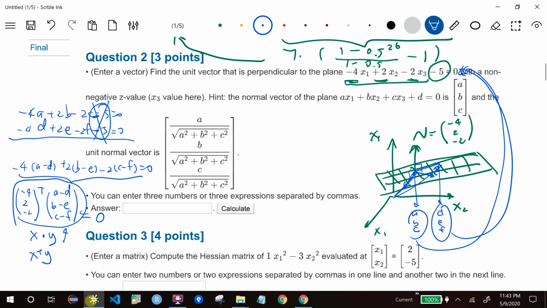So what it means is this will be a vector. This is the difference between 2 points, so it's a vector on the plane. And this is the normal vector. So that's why the normal vector dot any vector on the plane is 0. When the dot product of two things is 0, these two vectors are perpendicular.